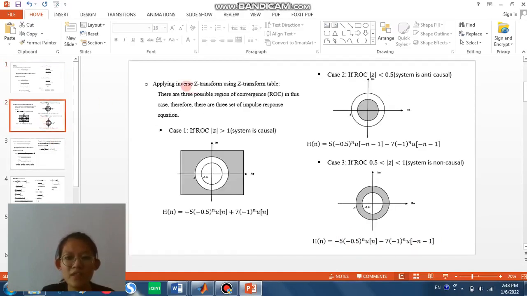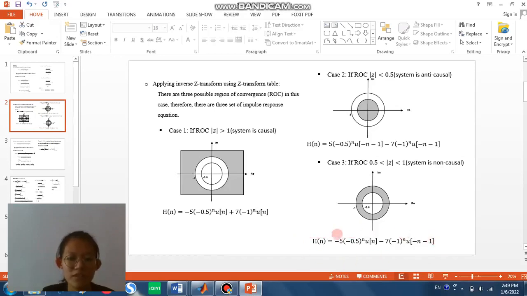Then by applying the inverse Z transform using the Z transform table, there are 3 possible regions of convergence, ROC, in this case. Therefore, there are 3 sets of impulse response equations. For case 1, if ROC is |z| more than 1, the system is causal. For case 2, if ROC is |z| less than 0.5, the system is anti-causal. For case 3, if ROC is |z| less than 1 and more than 0.5, the system is non-causal. The impulse response h[n] is equal to these equations.